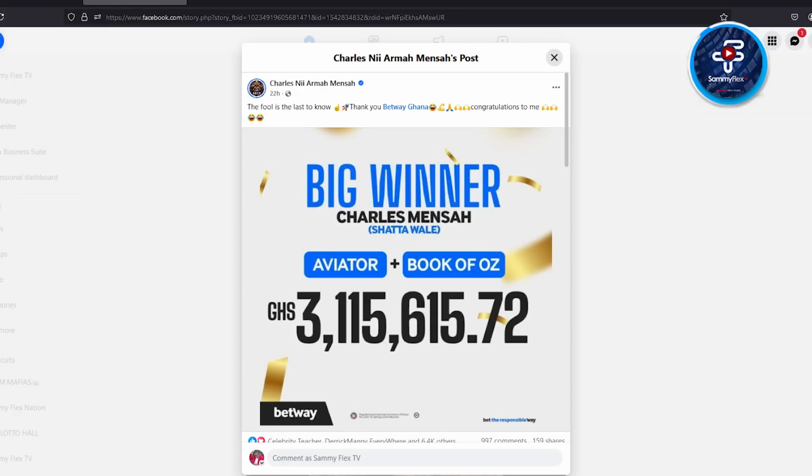That is point one. And point two is Shatta Wale as an individual person, of course, a big time celebrity in Ghana, tries his luck on a game of chance. His luck was really on point and he was able to win an amount of Ghana cedis.